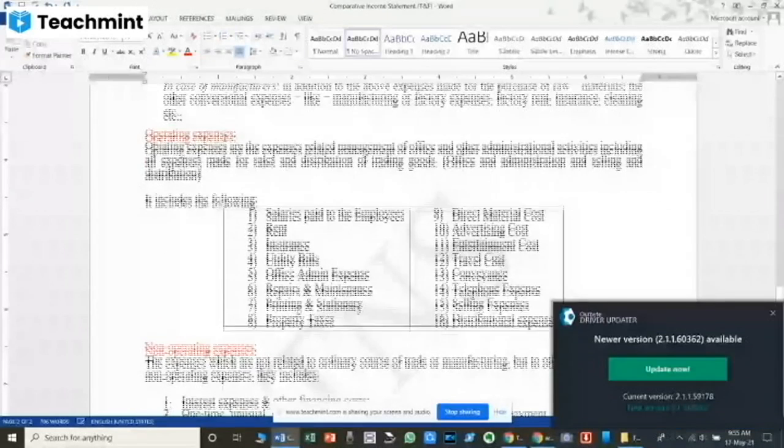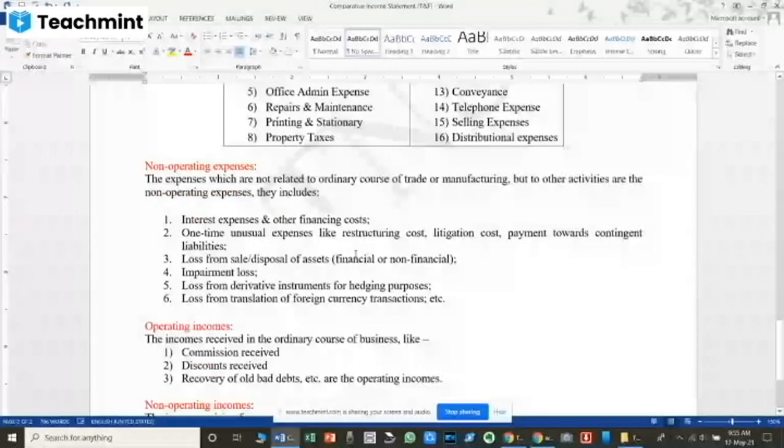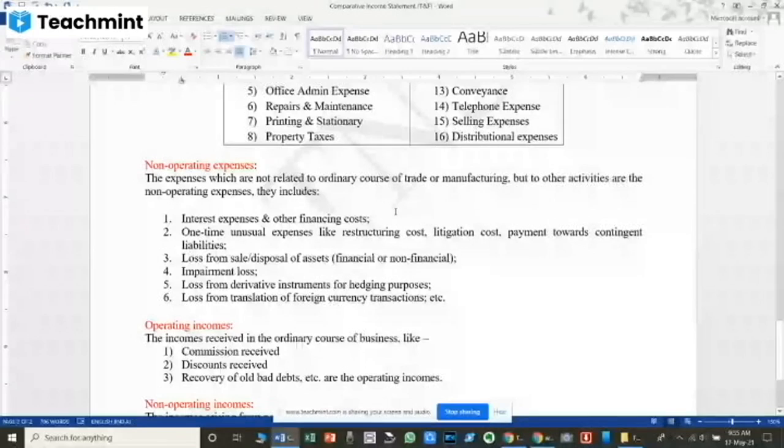Then, after the study of operating incomes and operating expenses, we have to go for non-operating expenses. Non-operating expenses are certain expenses related to the business, but not directly related to office and administration and selling and distribution. Even though they are related to the business, they are not directly related to office and administration and selling and distribution expenses.